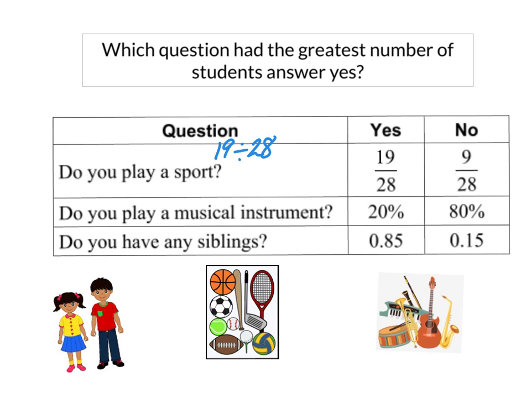Those are sort of odd numbers, and so I wouldn't do this probably in my brain. And when I put this in my calculator, I end up with 0.6785714, kind of a long decimal. 20%, I know that I can just change that easily by dividing by 100 or moving that decimal point 2 to the left. So that ends up to be 20 hundredths, and then of course this is already in the decimal version. You can easily see that this, do you have any siblings, had the greatest number of students answer yes.